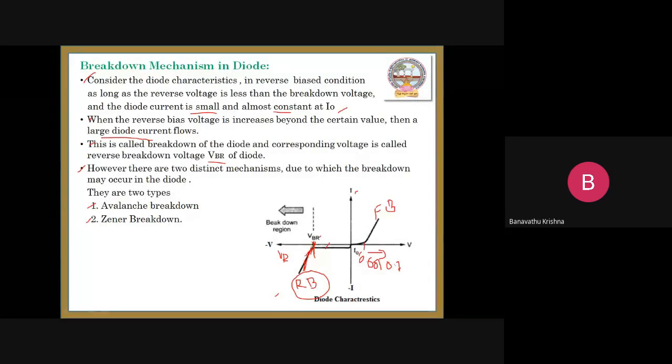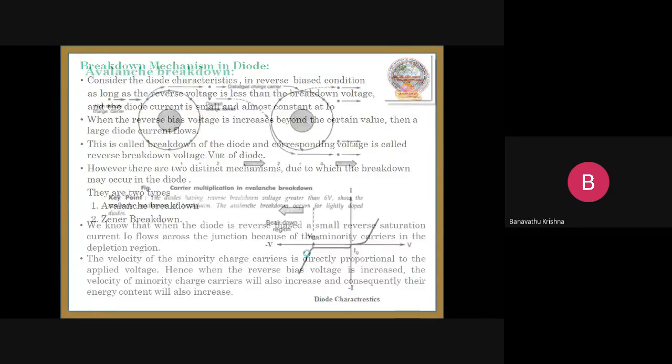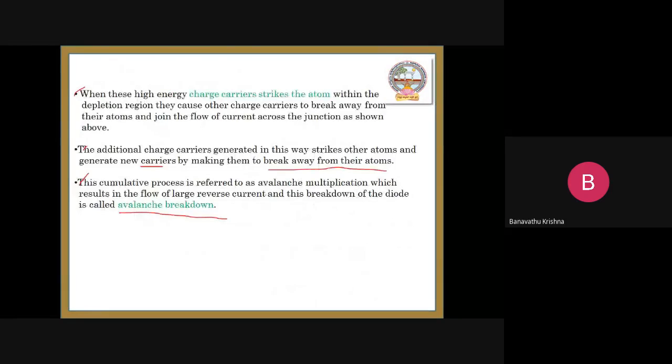This is the suddenly increasing current diagram. At that point the breakdown occurs. Breakdown means damaging the particular device. That is nothing but avalanche breakdown.